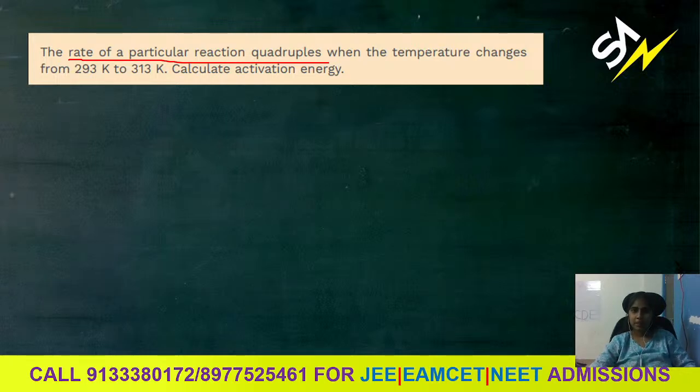When the temperature changes from 293 K to 313 K, here it is already given in Kelvin, absolute temperatures, so no need to make any changes to it. Then calculate its activation energy. So what is the formula? So let's write what is given in this question.